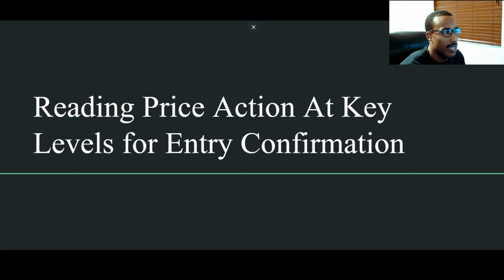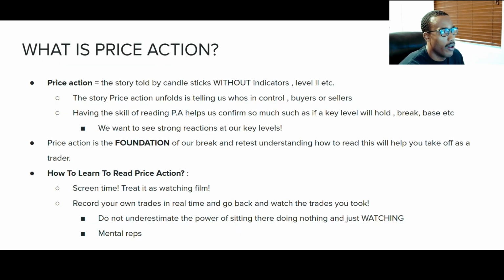Read the price action at key levels for entry confirmation. So when I first started trading, I would hear people say, read the price action, read the price action. And maybe I was just too much of a noob, and I'm thinking to myself, what the hell is price action? What does that even mean? So I don't want to be that guy that keeps telling some new traders, hey, read the price action, and you don't even know what that means. So what is price action?